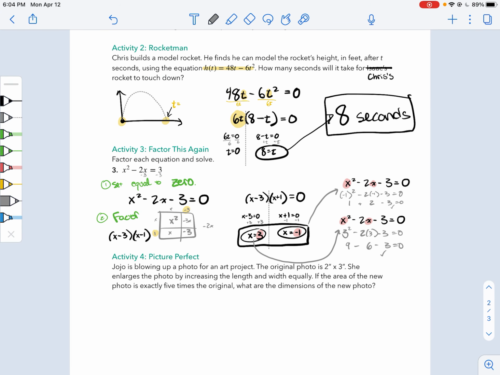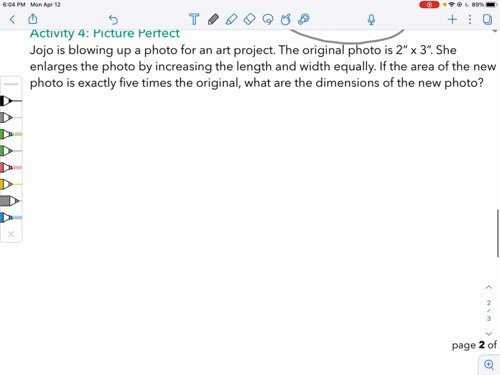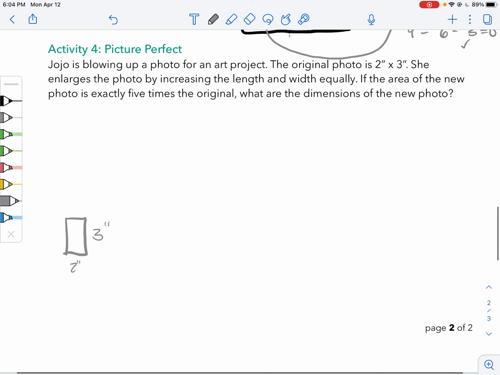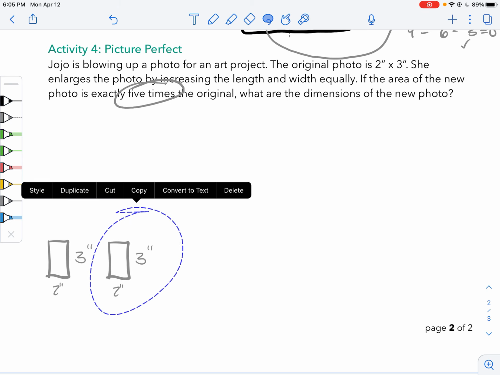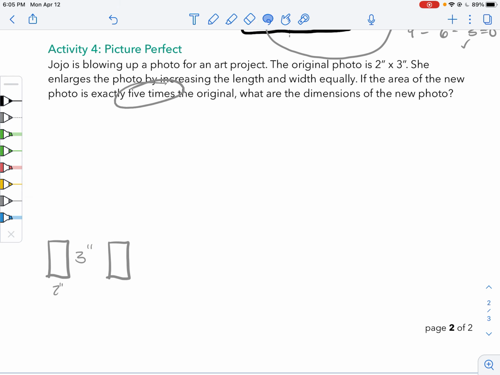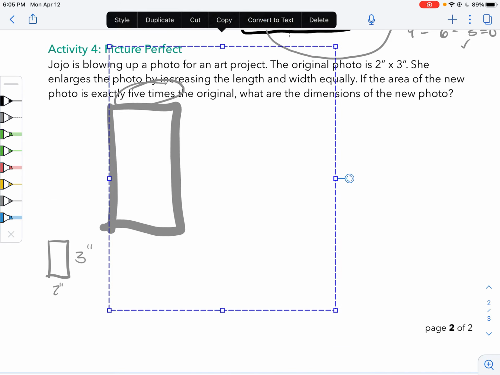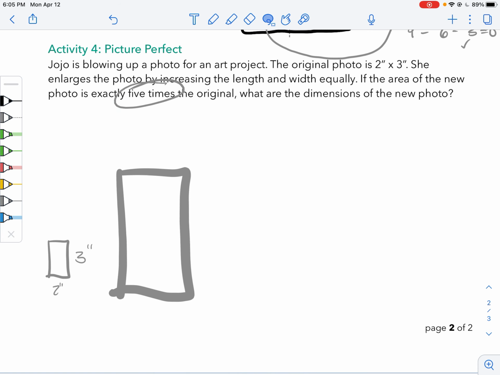Cool, that's great, but we're not going to use this in real life. Well, let's say that our friend Jojo is blowing up a photo for an art project. And by blowing up, I don't mean exploding, but she's got a little photo that's 2 inches by 3 inches, and she needs to make it 5 times bigger. So she needs to take this and, watch this fun trick, make it 5 times bigger. What are the dimensions of the new photo?